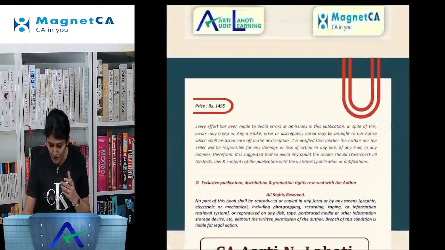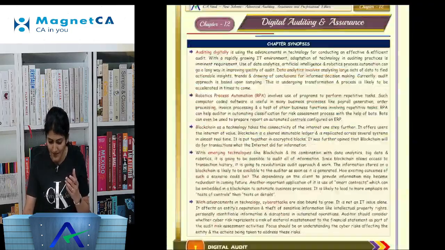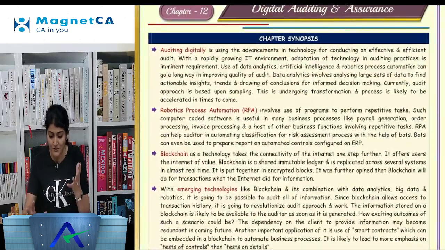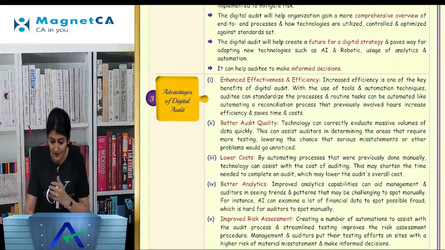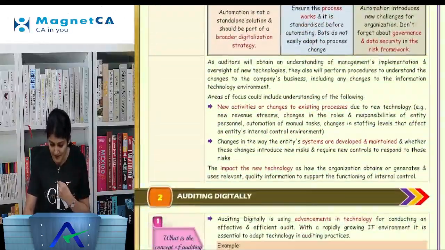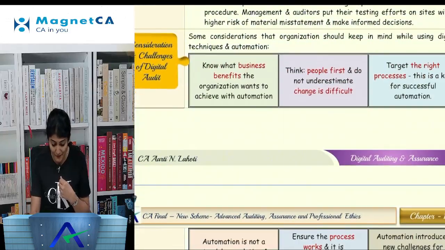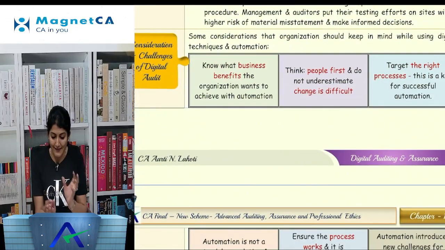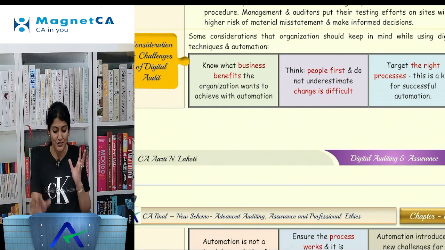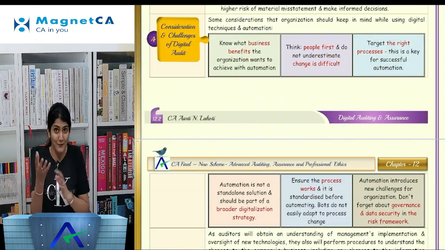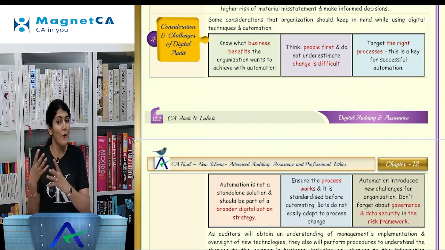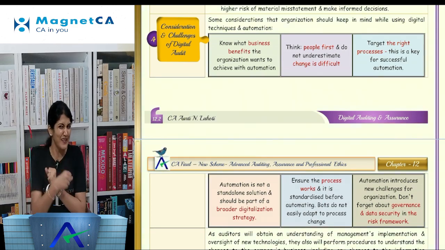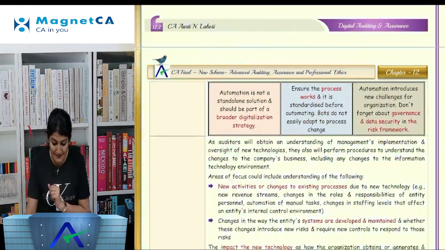So module 2 has chapter number 12 onwards, digital auditing and assurance. So what is digital audit? What are the key features? What are the advantages? You see, we've tried to make it quite appealing and put more colors, charts and graphics. So I want feedback from all of you. How do you find the book, how is it helping you in your preparations, and how could it have been better? Do let me know. I am waiting to hear from all of you.